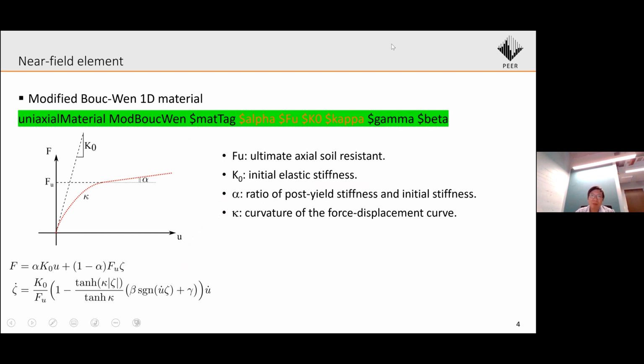We implemented the modified Bouc-Wen material in OpenSees, and the near field element can be modeled by a zero length element combined with this 1D material. For this material, there are four main input parameters: Fu, the ultimate axial soil resistance; K0, which is the initial elastic stiffness; alpha, which is the ratio of the post-yield stiffness and initial stiffness; and kappa, which is the curvature of the force displacement curve.